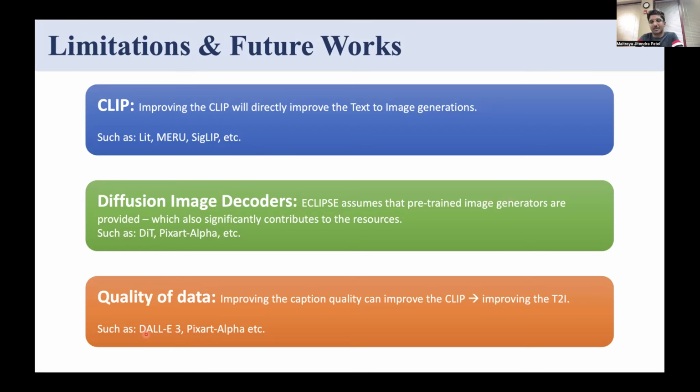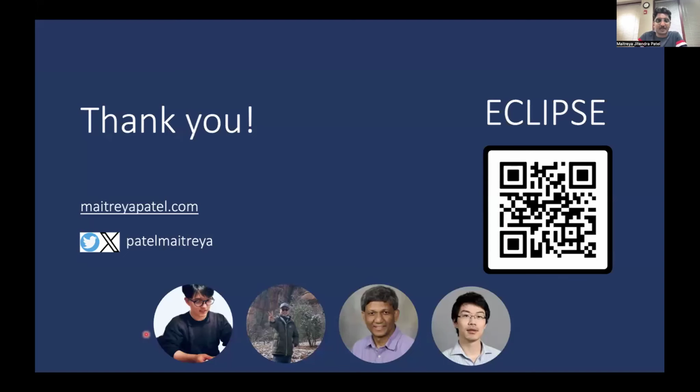Similarly, in the last couple of weeks, we have seen that the quality of the data matters a lot for these T2I models. And by improving the caption quality of the LAION dataset, we can directly improve CLIP further. And that will immediately lead to the improvement of the T2I models without any resource investment.